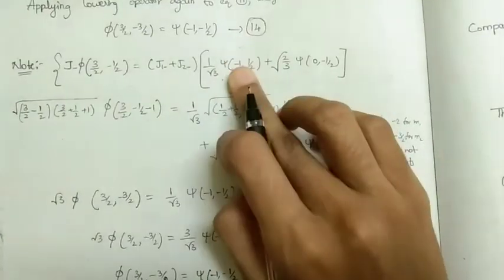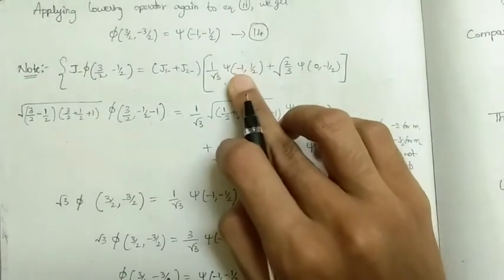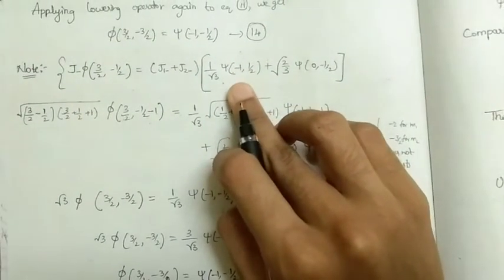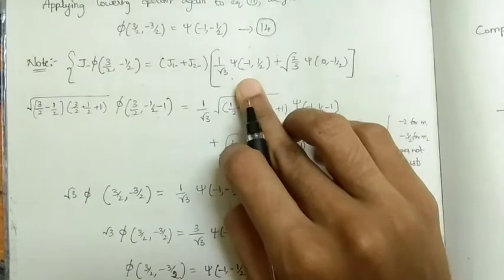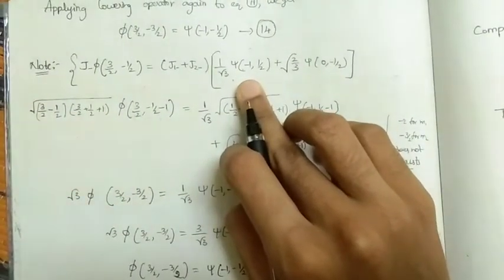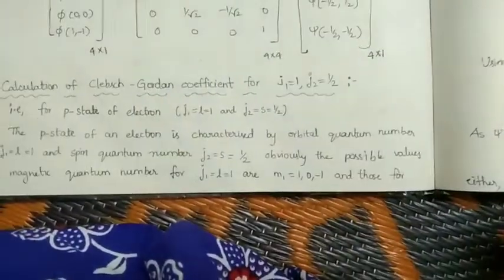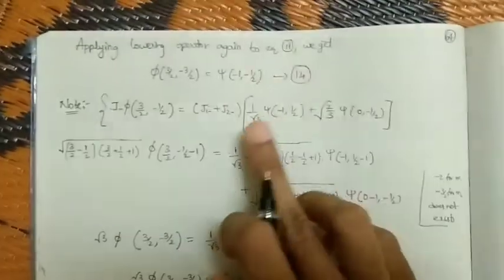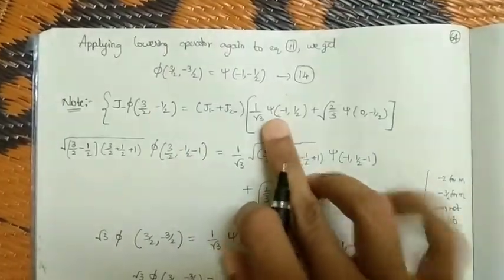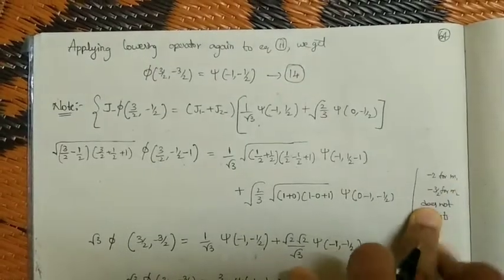If we operate J1 minus on this, it would reduce m1 by 1, minus 1 minus 1, that is minus 2. But an m1 value of minus 2 is not possible because m1 only takes the values minus 1, 0, 1. I cannot have minus 2. Hence J1 minus operating on this is not allowed.